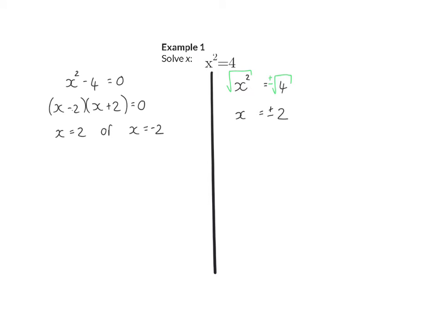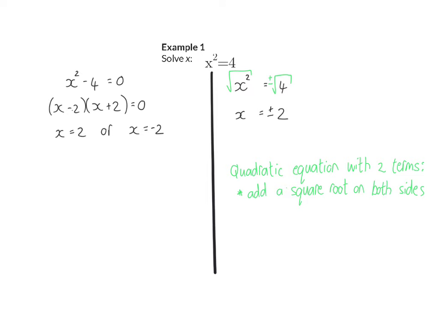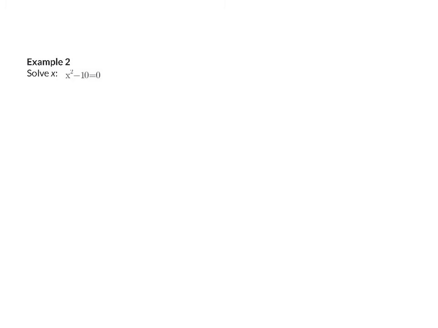So when you have a quadratic equation with only two terms, you have a second option. That second option is to get each term on its own side of the equation and then add a square root on both sides. You just need to keep in mind that you then have plus or minus the square root answer.